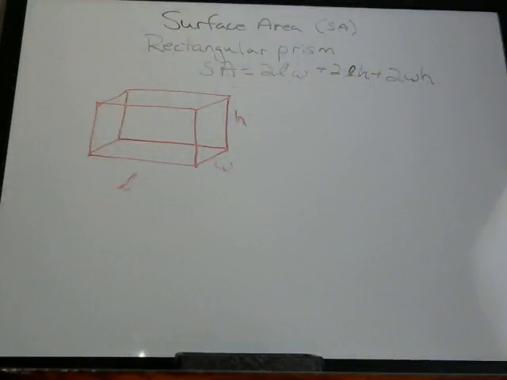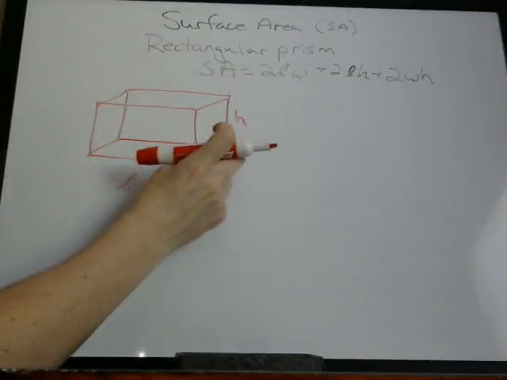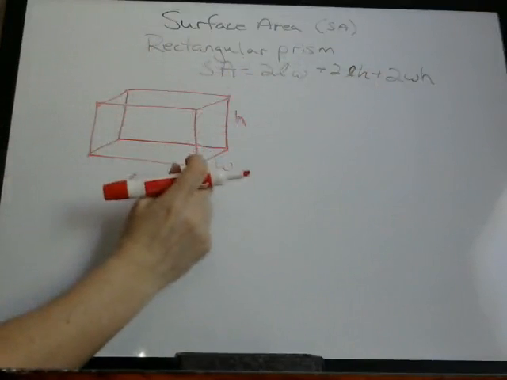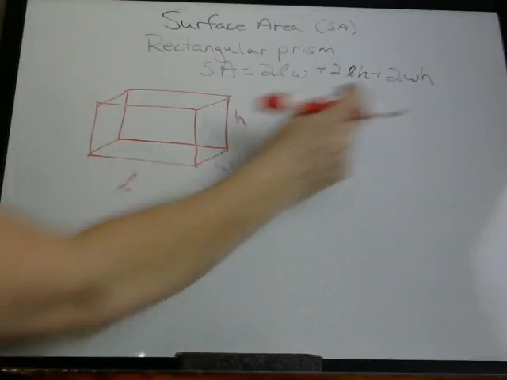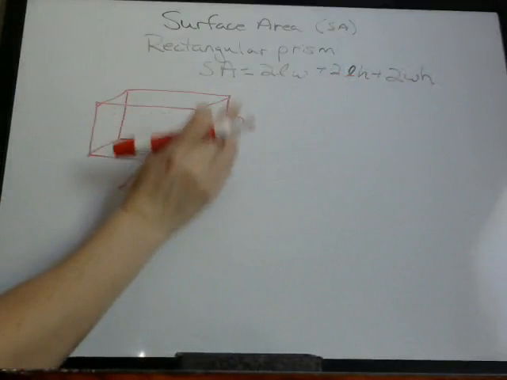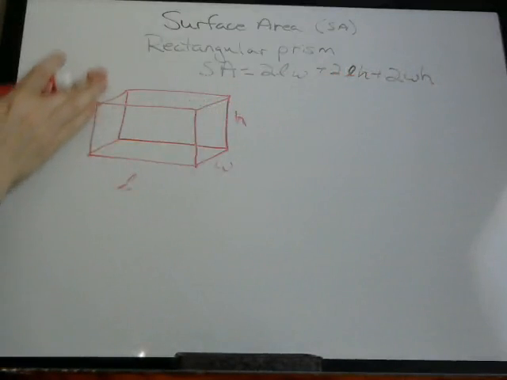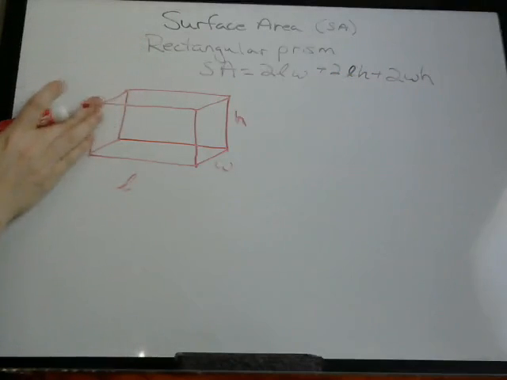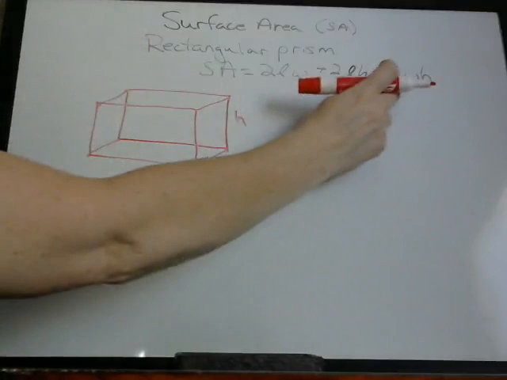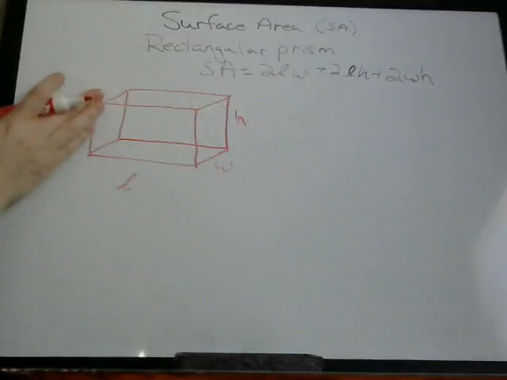The only faces we have left are the faces on the side. If you can imagine this rectangle, it's width times height. That's the area of this side of the box. It's also the area of the other side of the box, since they are exactly the same in a rectangular prism. So we have width times height times 2, because we take this area plus this area, which is 2 times width times height.